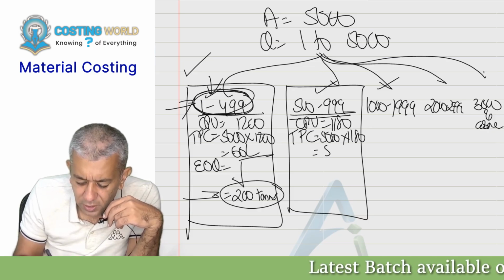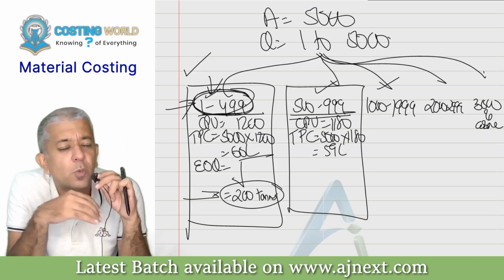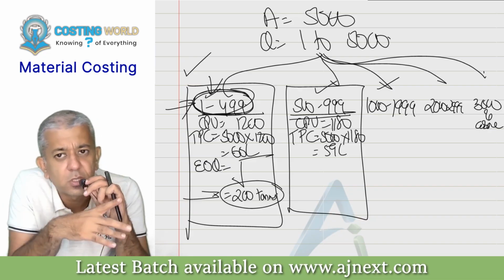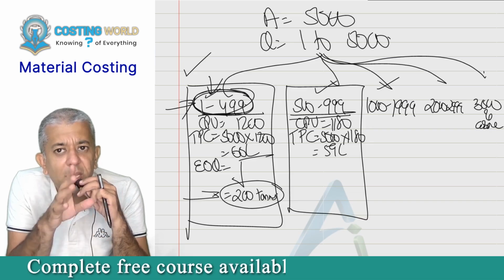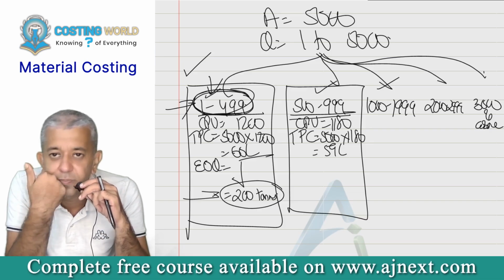5,000 into 1180, 59 lakhs. Can I say no matter which option you select out of all these particular options, ultimately my total purchase cost for the entire year will be remaining as 59 lakhs. Is that all okay? Yes.